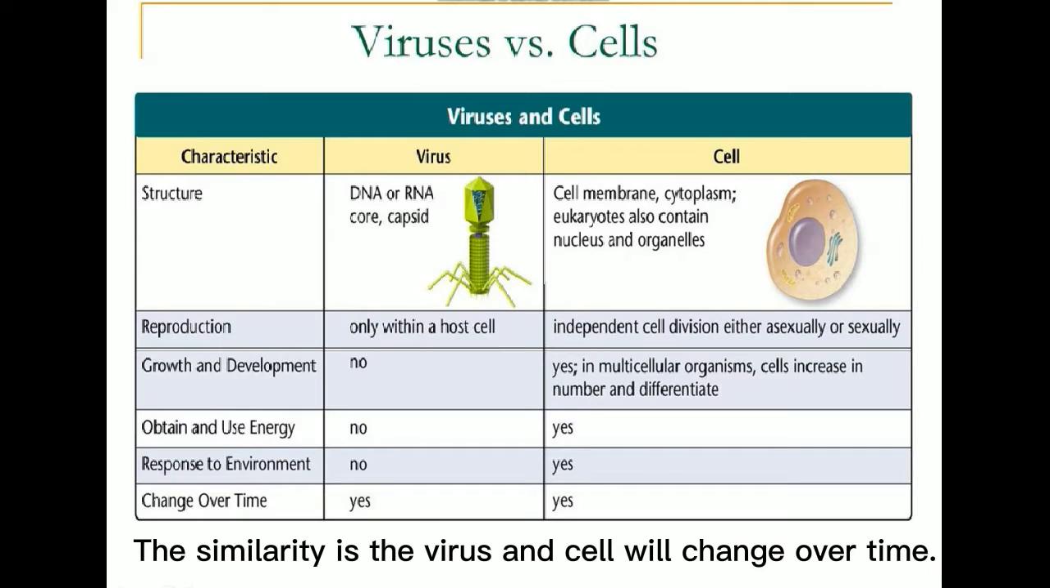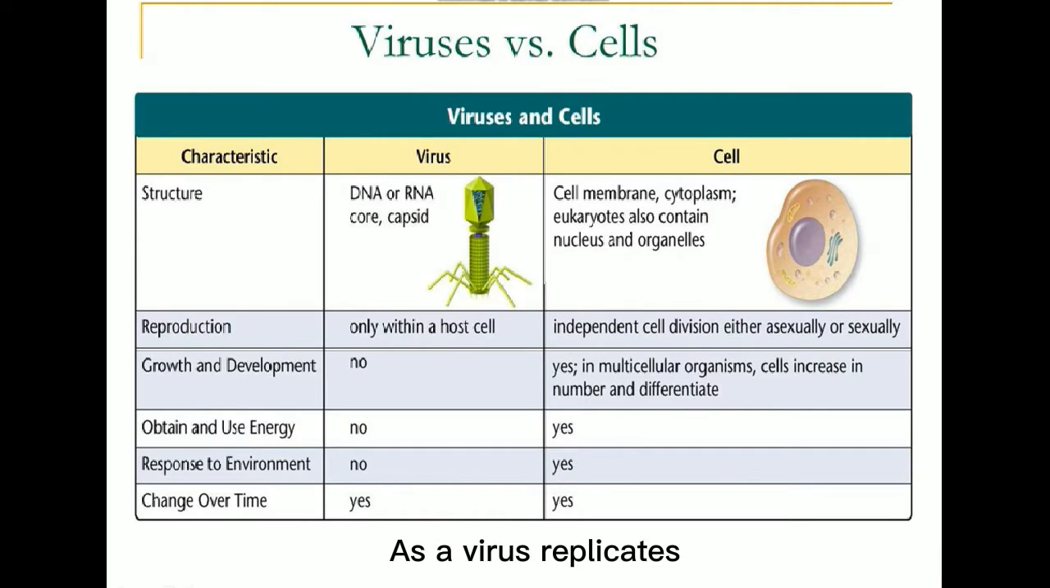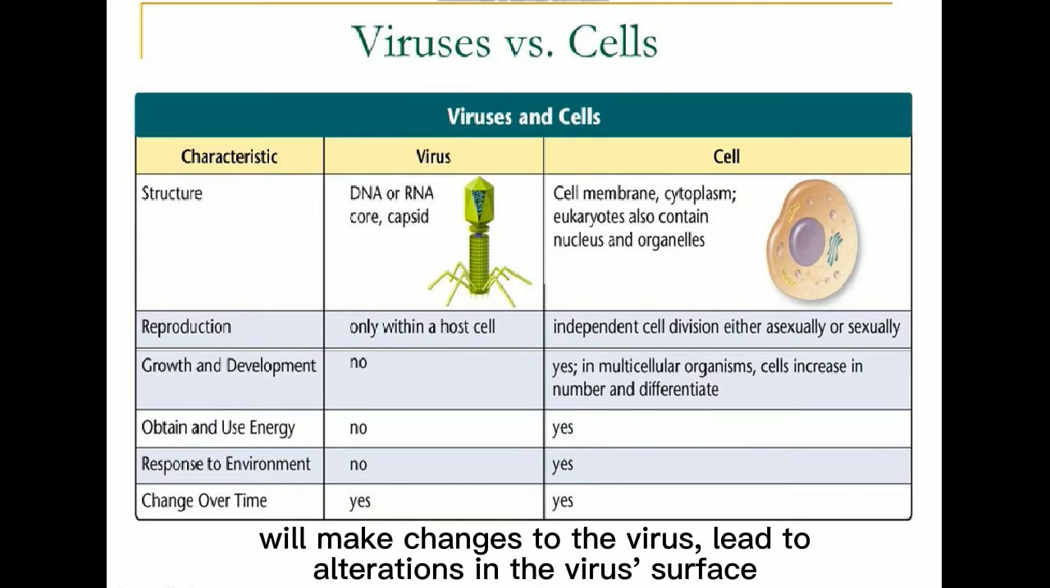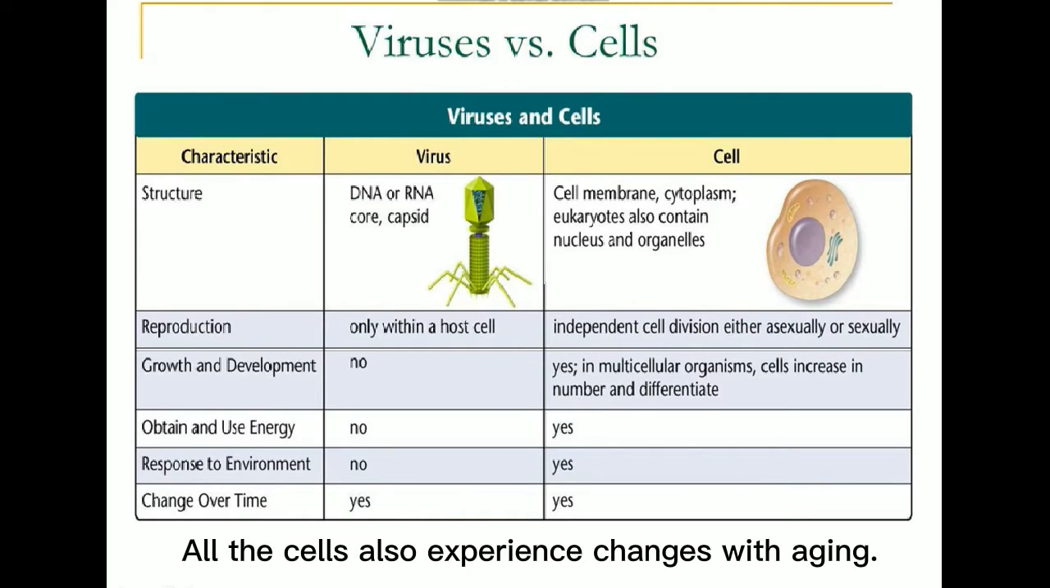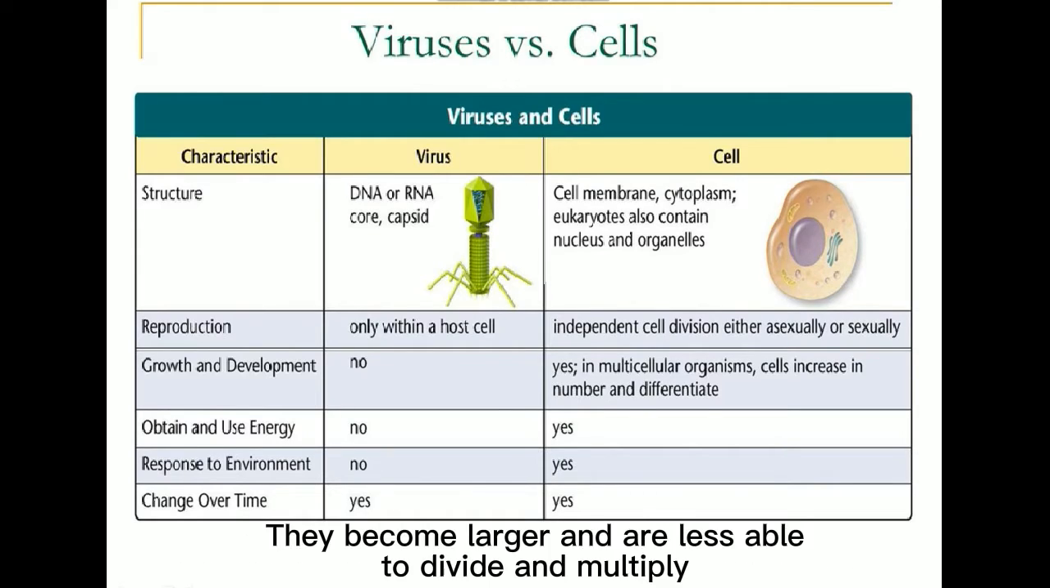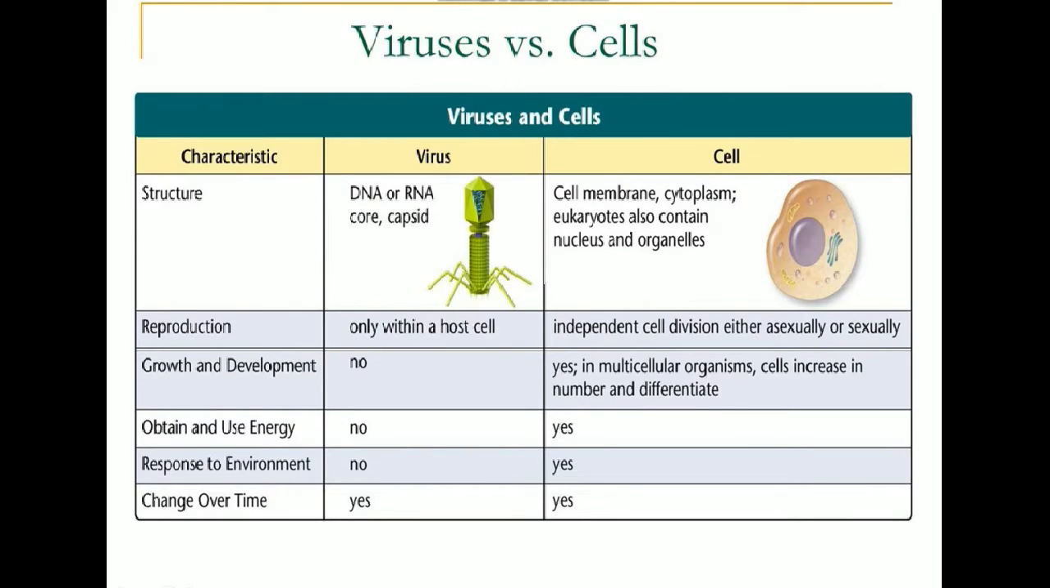The similarity is that the virus and cells will change over time. As a virus replicates, its genes undergo random copying errors, which we call genetic mutation. Over time, these genetic copying errors will make changes to the virus, leading to alteration in the virus surface protein and antigen. All the cells also experience changes with aging. They will become larger and less able to divide and multiply.